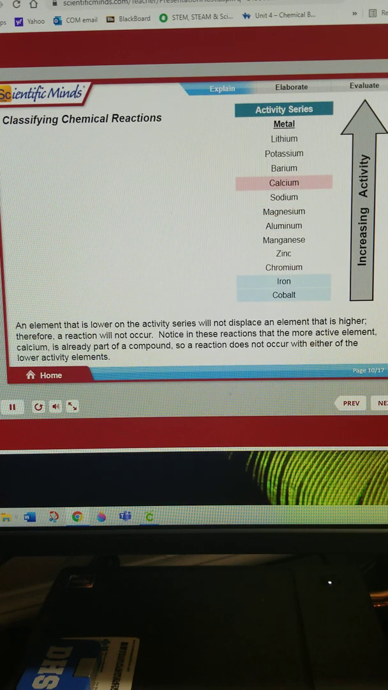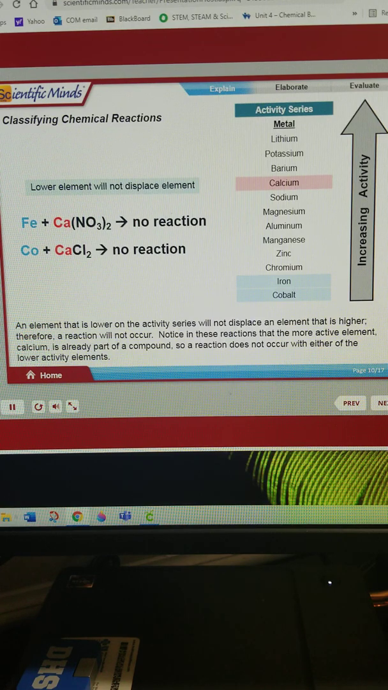An element that is lower on the activity series will not displace an element that is higher. Therefore, a reaction will not occur. Notice in these reactions that the more active element, calcium, is already part of a compound, so a reaction does not occur with either of the lower activity elements.